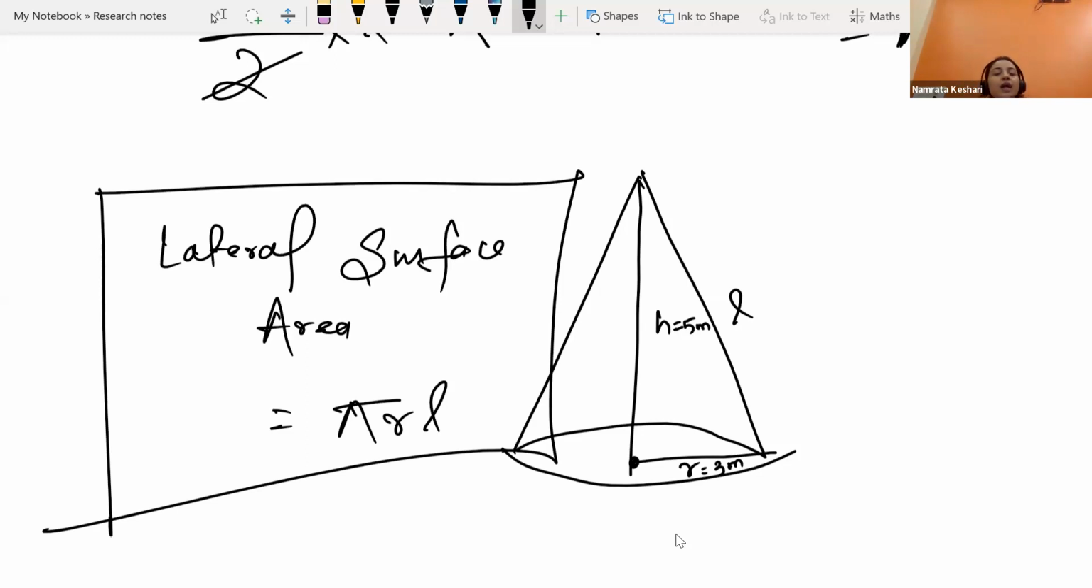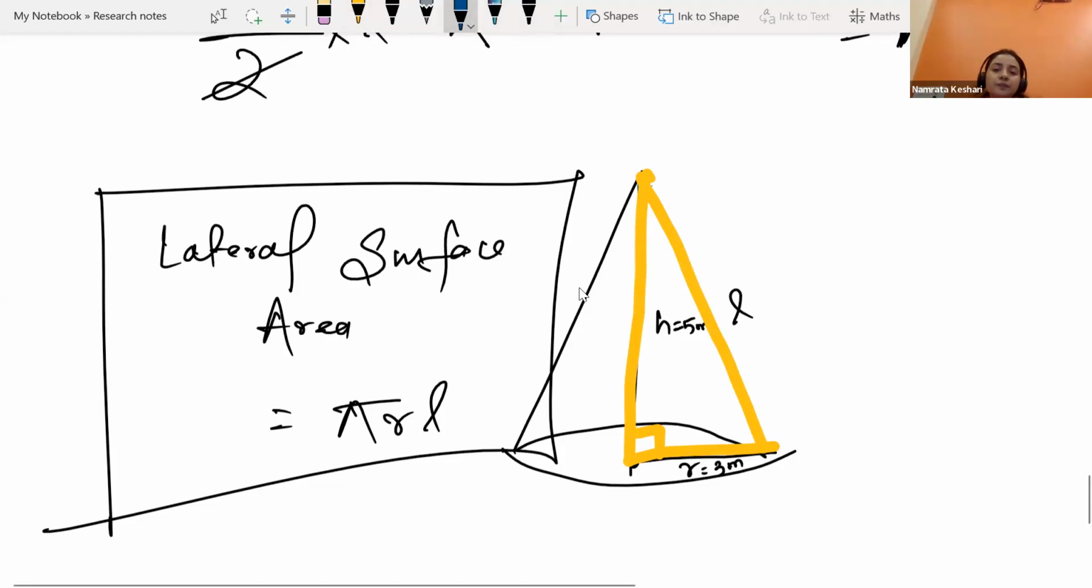Then L is not known. How will you find L? L is the hypotenuse. Just focus on this triangle. Does it look like a triangle? It is a right angle triangle. Why is it a right angle triangle? Because when explaining the concept of the right circular cone, I said that here 90 degree must be there. This height is perpendicular to the ground, so this must be 90 degree. Then if it is 90 degree, this is a right angle triangle, and if it is a right angle triangle, then we can use the Pythagoras theorem.